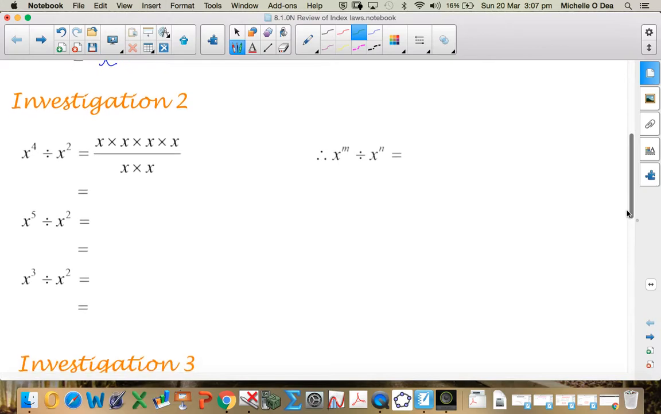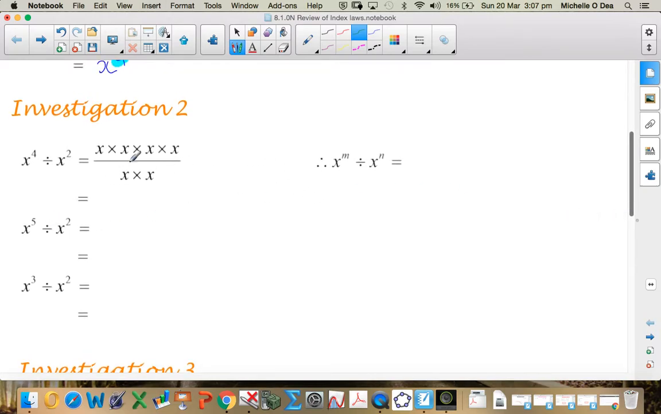Okay, let's look at the second one, division. So here we have x to the power of 4 divided by x to the power of 2. Again, if we use the same process, we write it out: to the power of 4, so we have 4 x's multiplied together, and then we have 2 x's multiplied together there. What we can do then is cancel, because x divided by x we know is 1. X divided by x is 1. So what we have left here is just x times x, which of course is x squared.